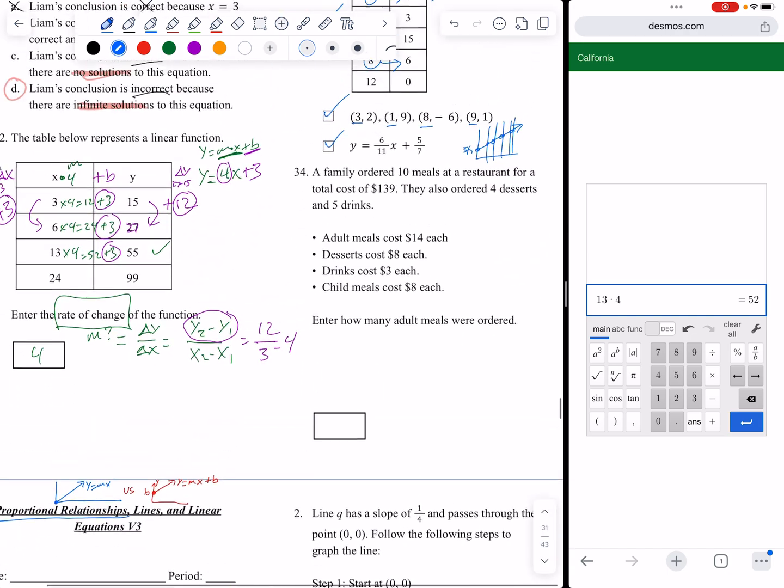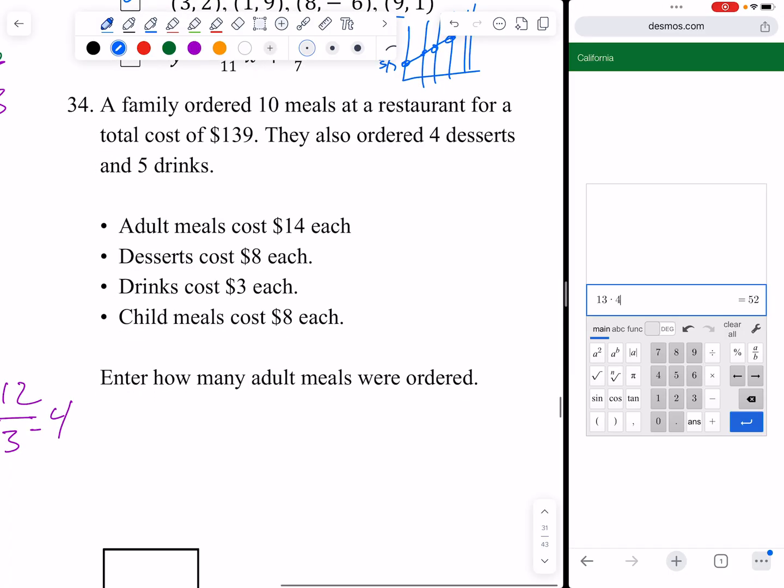Oh no, one more. Okay, last one. Okay, a family ordered 10 meals at a restaurant for a total cost of $139 for 10 meals. Actually, is that bad? Like that's like $14 a meal. Okay, I mean it's not great. It's not horrible. All right, they also ordered 4 desserts and 5 drinks. All right. So adult meals cost $14 each. Desserts cost $8 each. Drinks cost $3 each. Child meals cost $8 each. Enter how many adult meals were ordered.